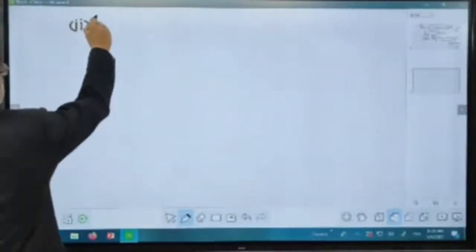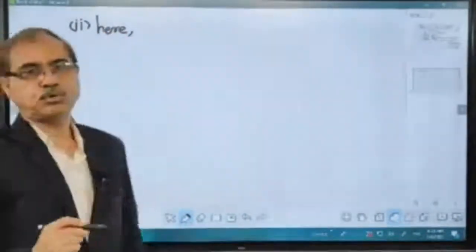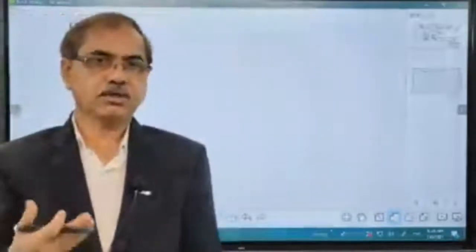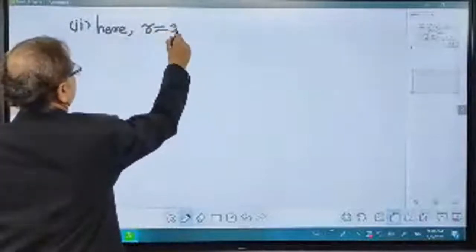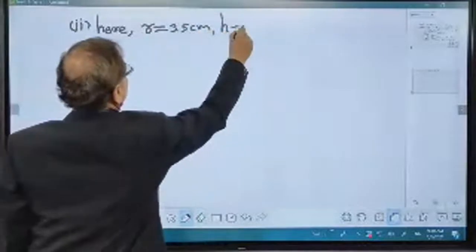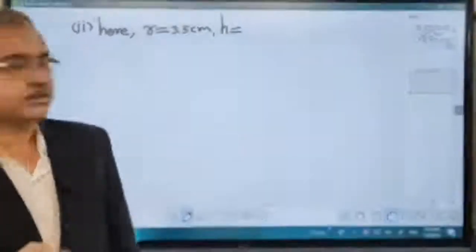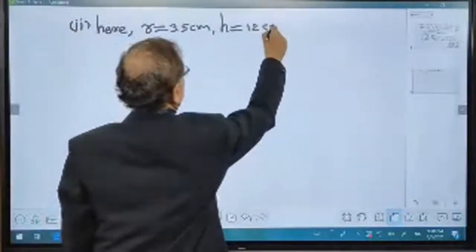Second part of the question. As usual, first of all, you will write down the information which is given to us. We are given radius and the height. How much radius? Radius is 3.5 centimeter. Height. How much height is given to us? It is 12 centimeter. Height is 12 centimeter.